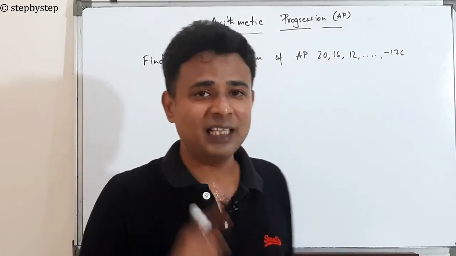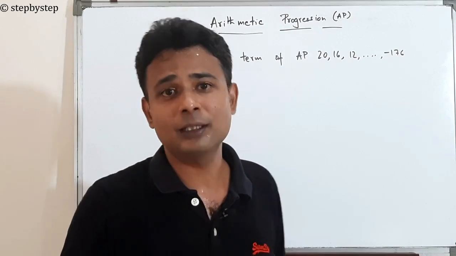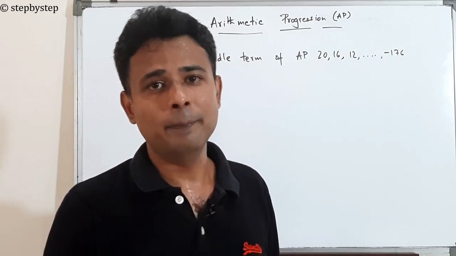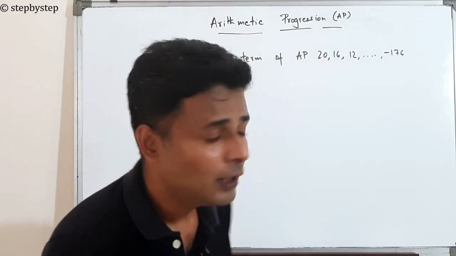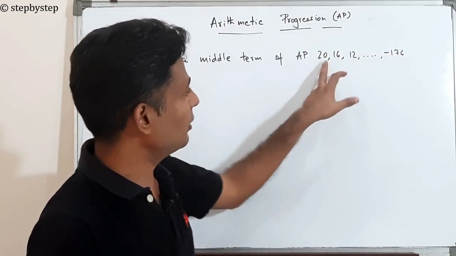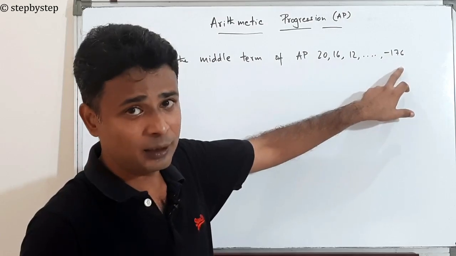So if the number of terms is even, there are 2 middle terms. If the number of terms is odd, there is 1 middle term. Alright. So now we need to know how many terms there are. They have given us the AP, and they have given us the last term. What is the last term? Minus 176.